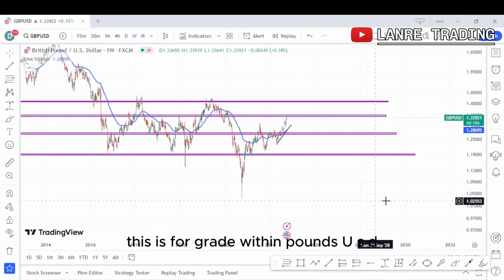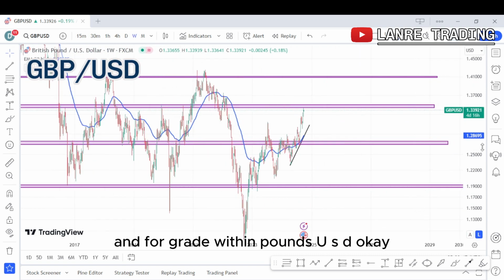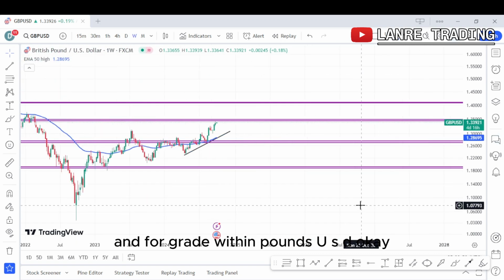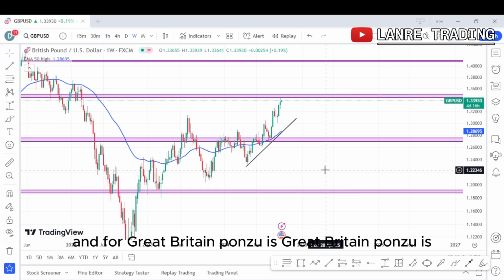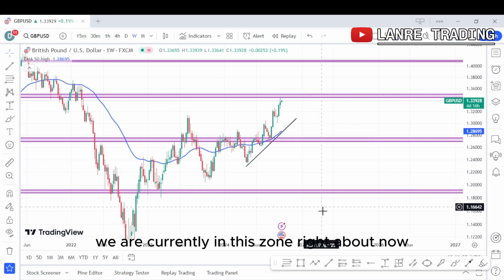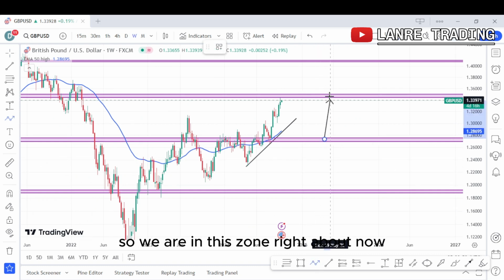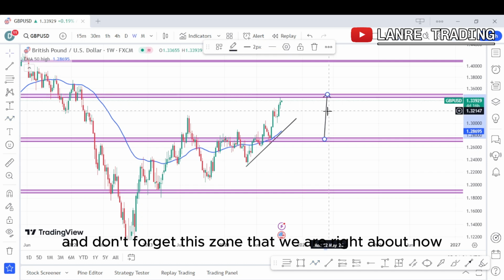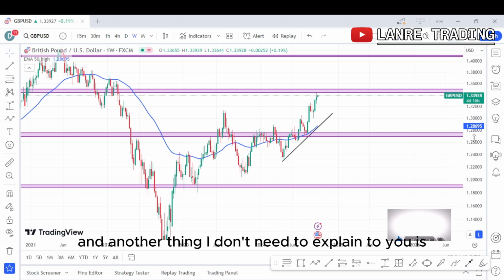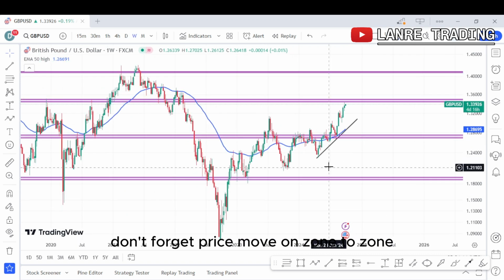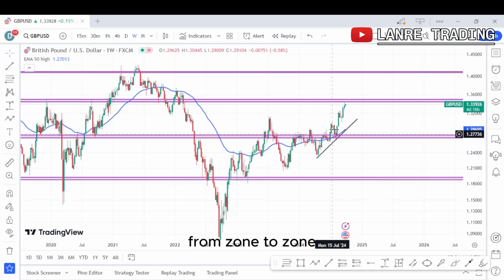So this is for Great Britain pound USD, and we are currently in this zone right about now. Don't forget this zone that we are at right now. Price has got to this resistance level. Another thing I need to explain to you is, don't forget price moves from zone to zone.